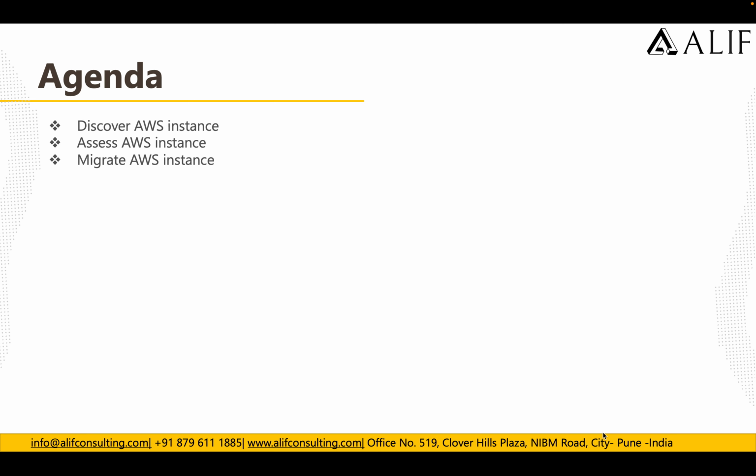Now, when you are migrating from AWS to Azure, there are three stages where you will use Azure Migrate, right? First is the discovery, second is the assessment, and third is the migration. Discovery is the stage where you discover the instances. Assessment is the stage where you assess the environment, and the third is the stage where you completely migrate the VMs, right?